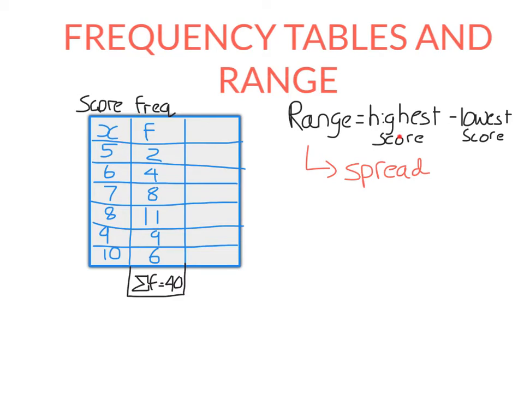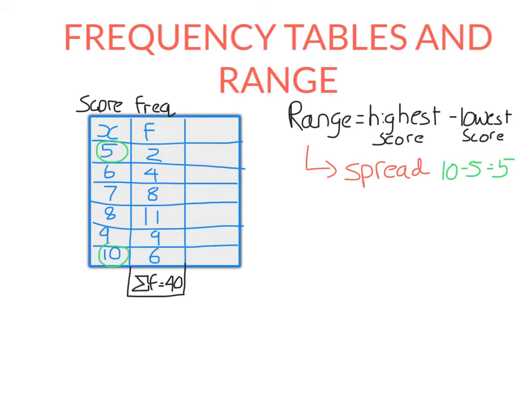The range is the highest score minus the lowest score. Some people, when they're looking at a table like this, think that the frequency is the highest score. Remember, this column is scores. The highest score here is obviously 10 in the quiz. The lowest score is 5. So in our data here, the range is 10 minus 5, which is equal to 5. The range being 5 means the top person scored 5 more points than the bottom person.